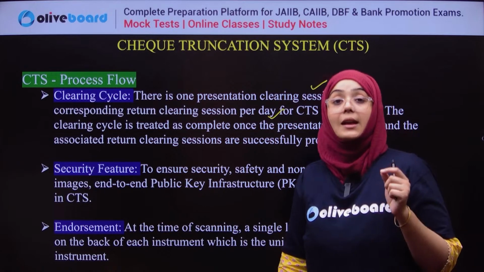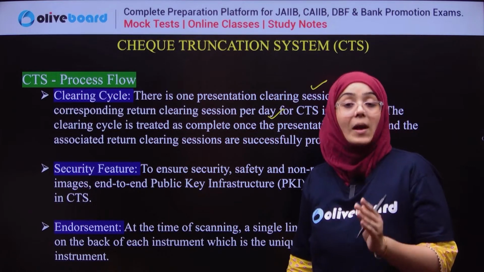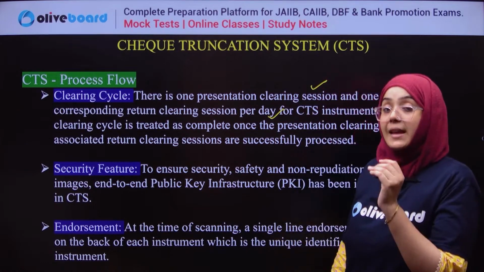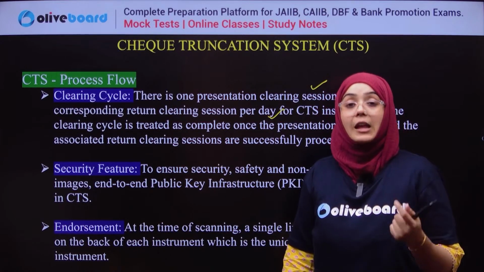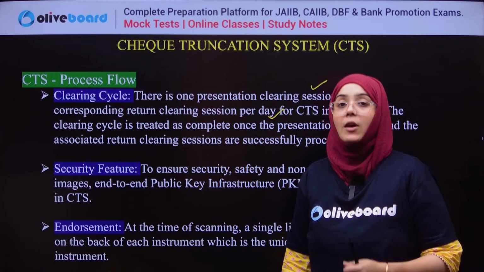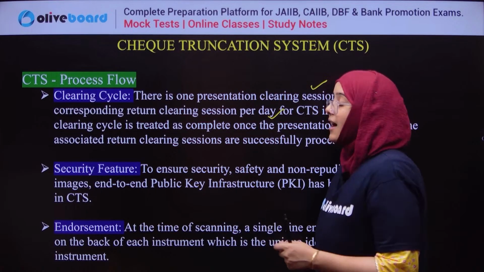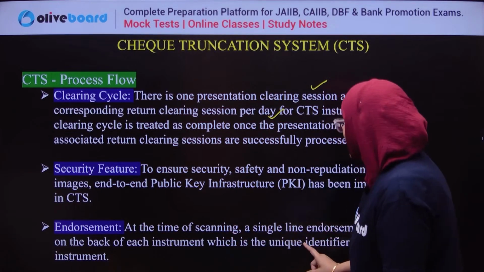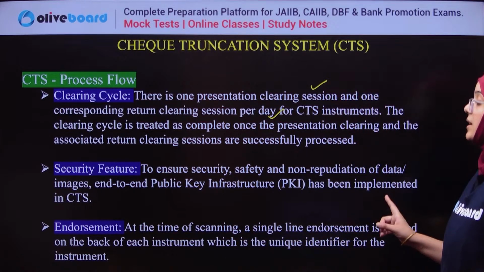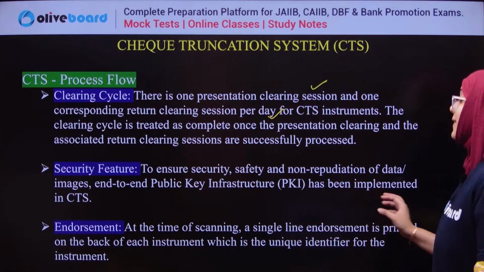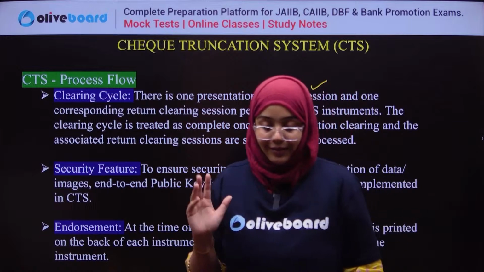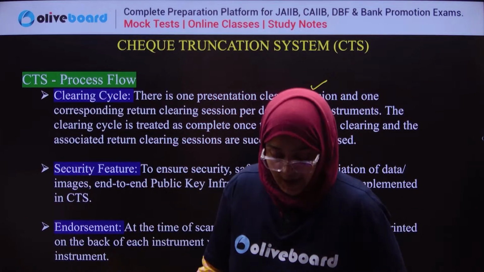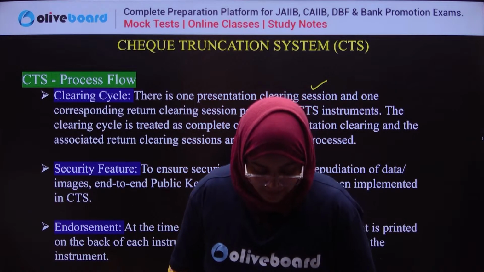There is a security key, so maintain end-to-end security. There is a public key infrastructure which is there for securing the data that is transferred in each process. Last, the endorsement. There is a single line endorsed, printed on the back of each instrument, which is a unique identifier for that instrument. Clear? If you have any doubt in this process, please ask.